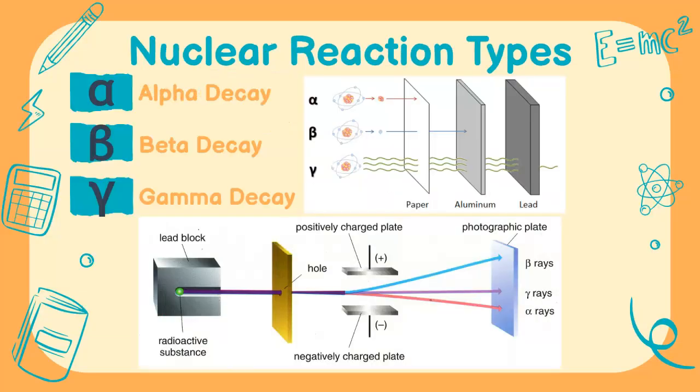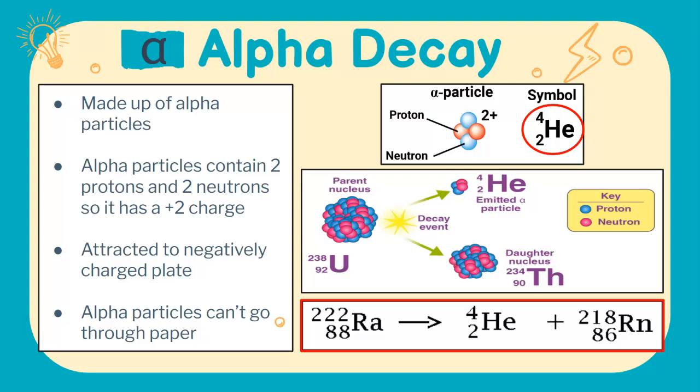There are 3 types of nuclear reactions. You have alpha decay, beta decay, and gamma decay. Alpha decay is made up of alpha particles. An alpha particle is a helium atom with a mass number of 4, meaning it has 2 protons and 2 neutrons, and an atomic number of 2. An alpha particle has no electrons, meaning that it has a +2 charge, and it's attracted to things that are negatively charged. The alpha particle is going to be your weakest type of radioactive decay.